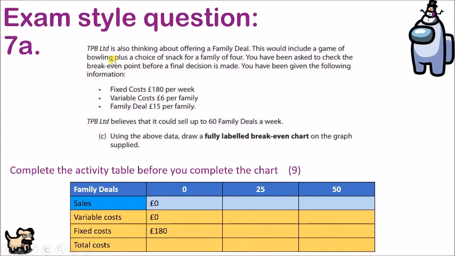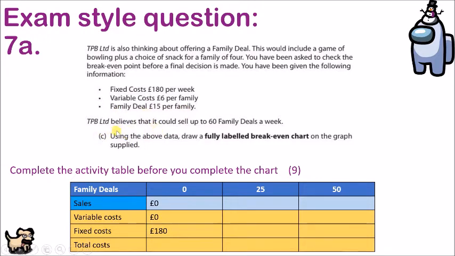Question 7. TPB Limited is also thinking about offering a family deal. This would include a game of bowling plus a choice of snack for a family of 4. You have been asked to check the break-even point before a final decision is made, and you have been given the following information. Fixed cost £180 per week, variable cost £6 per family, and the family deal £15 per family.